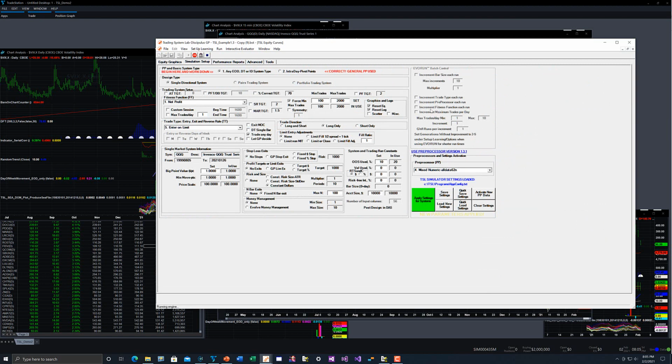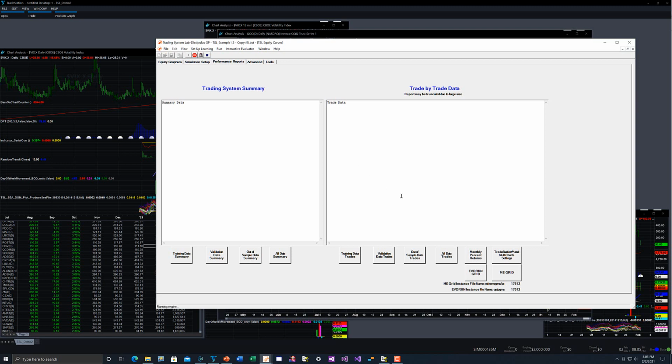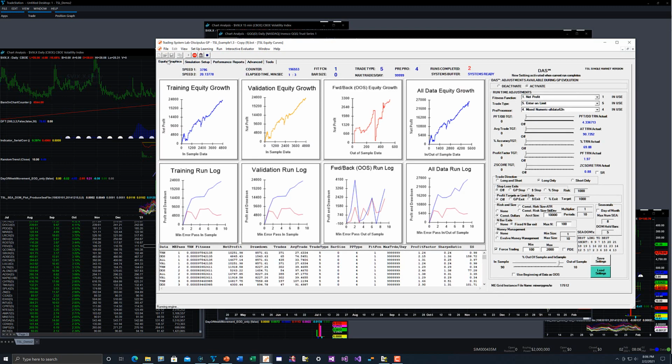Now, if you don't know which one to choose, we've got a program called EvoRun, which will run through all of those fitness functions and present to you an EvoRun grid that's sortable that will tell you which fitness function is the best.